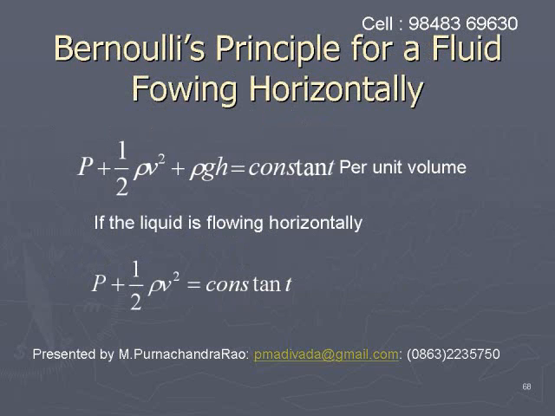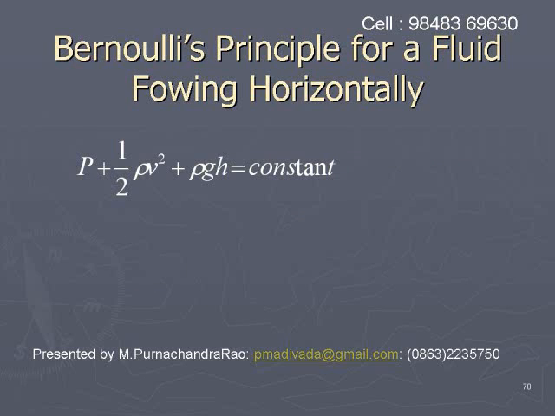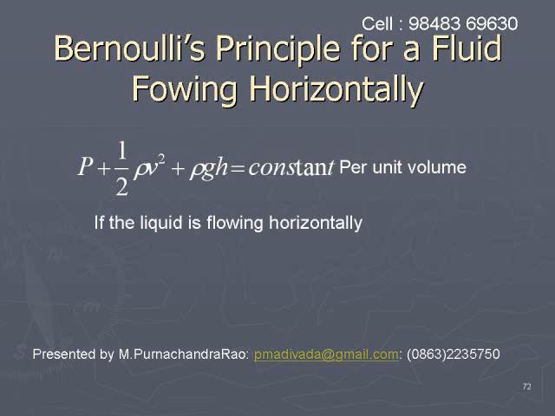In the case of the tube of flow, we have considered the two ends at different heights. Instead of considering different heights, if we consider a tube laid horizontally, that is, when a fluid is flowing horizontally, then the relation will be reduced to the form P plus half rho V square is constant.